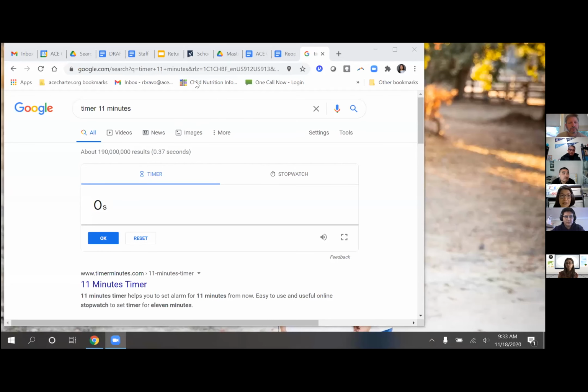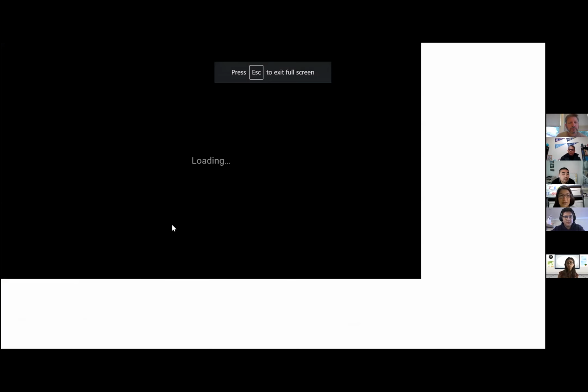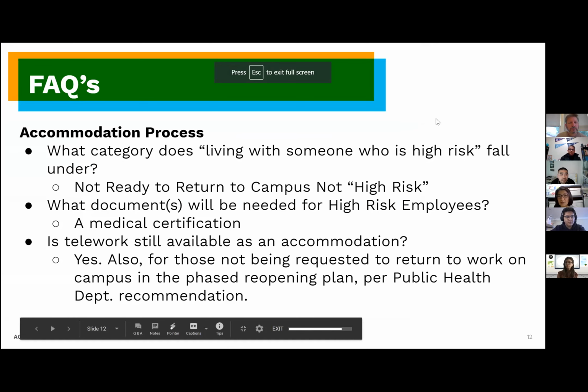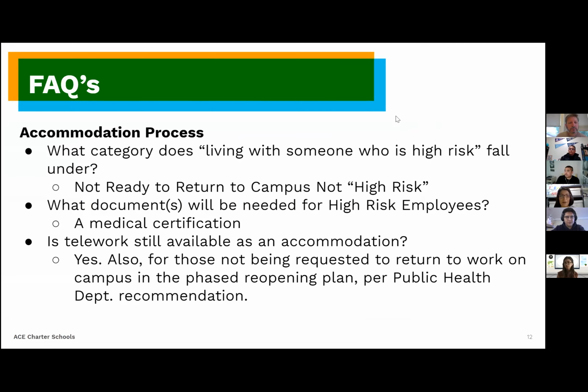Let me get rid of this, go back to here, present. Just real quick, one of the questions that came up in one of our earlier presentations was, what category does living with someone who is high risk fall under? Where do you fall as an employee? That would mean you would not be ready to return to campus, but you're not high risk, because we are looking to identify if you're high risk. So if a housemate or family member that you live with is high risk, then that is the category and path that you would follow.